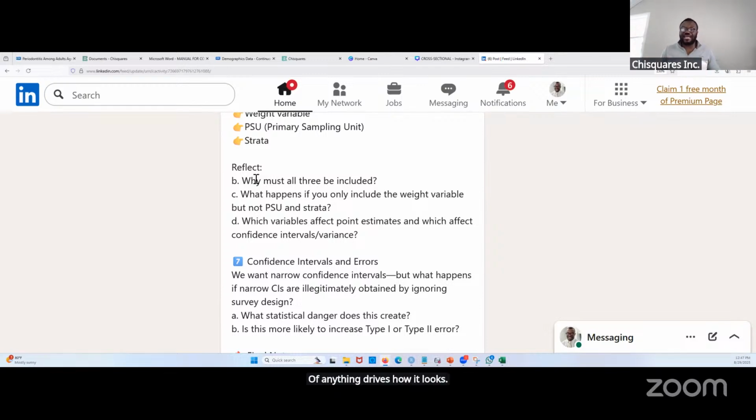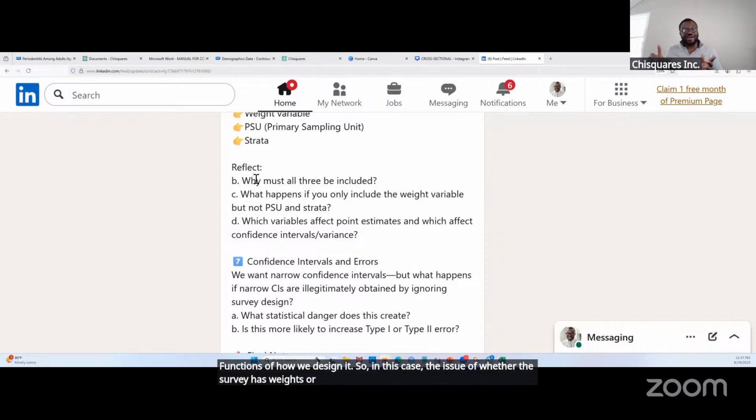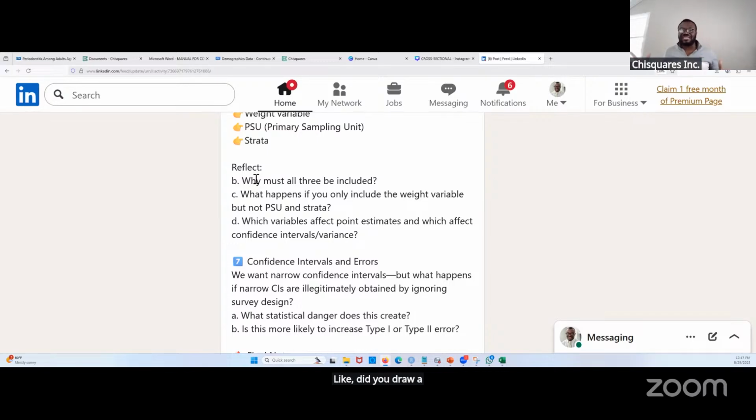The same thing applies with study design, right? Whether the survey has weight, which is how it looks, is a function of how we design it. So in this case, the issue of whether the survey has weight or not is a function of how did you design it? How is it functioning? Like, did you draw a simple random sample? In that case, then everyone has an equal probability of selection. And so there's no need for weight.